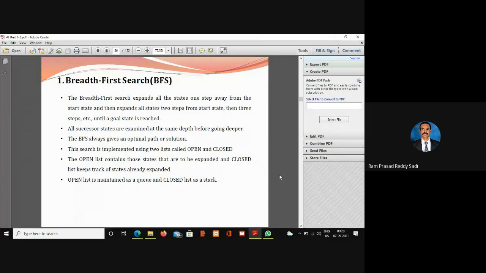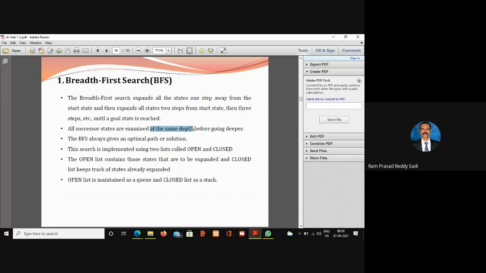So, breadth first search is going to go level by level. The breadth first search expands all the states one step away from the start state, and then expands all the states 2 steps from the start state, and then 3 steps, and that's what you mean by level by level. You are at the initial state, you go to the next level. Once you explore all the nodes at that particular level, then you move to the next level. That's how the BFS takes place. So all successor states are examined at the same depth. That means they are at the same level.